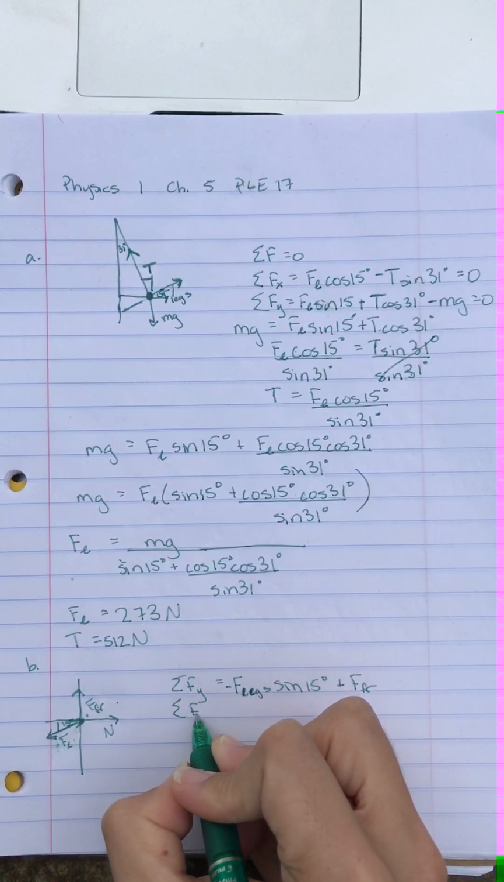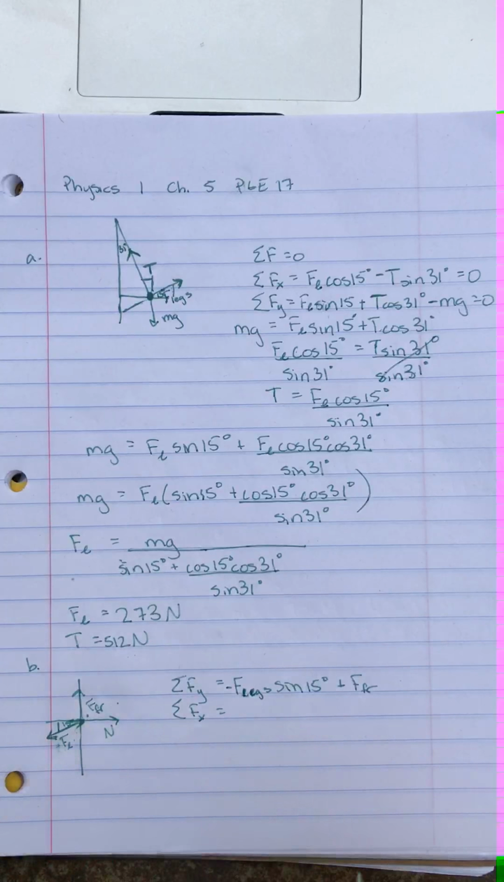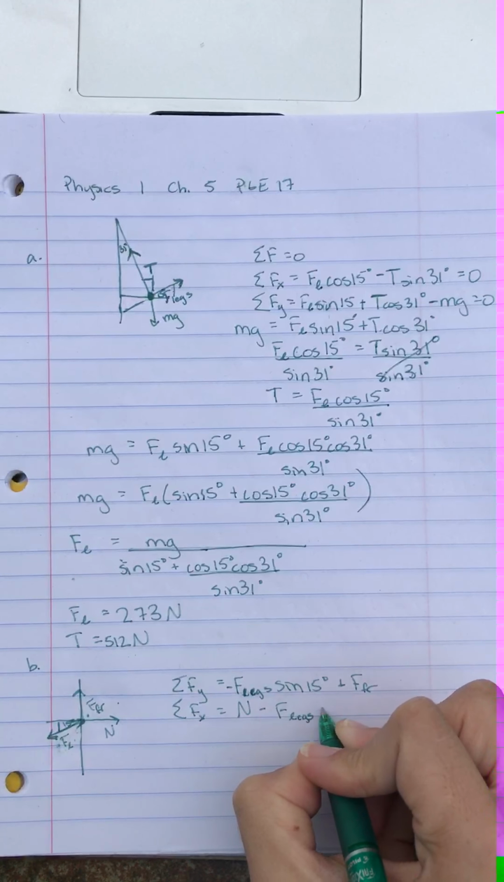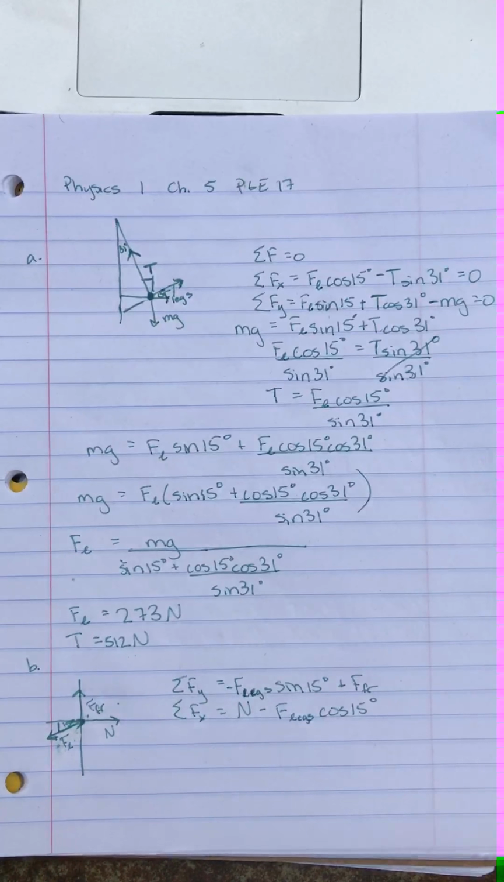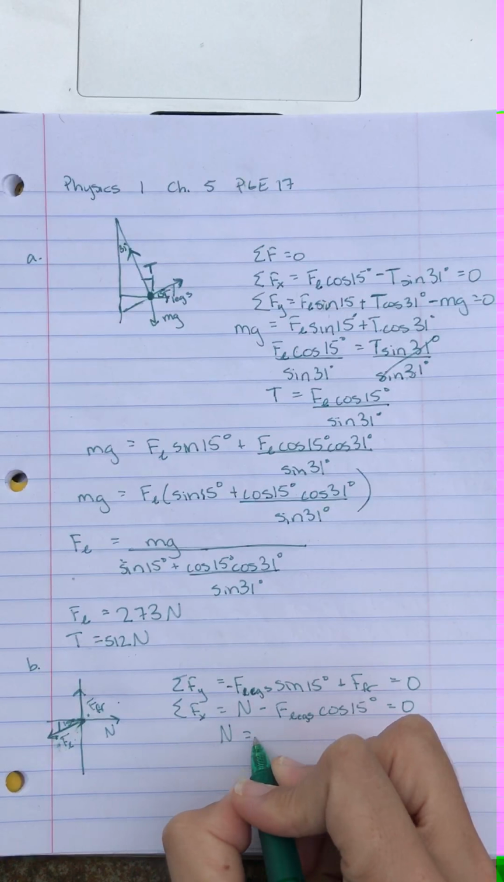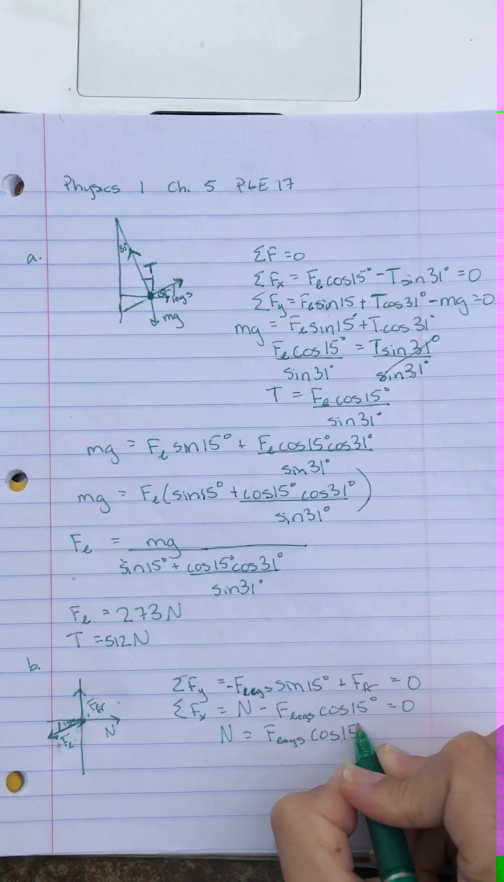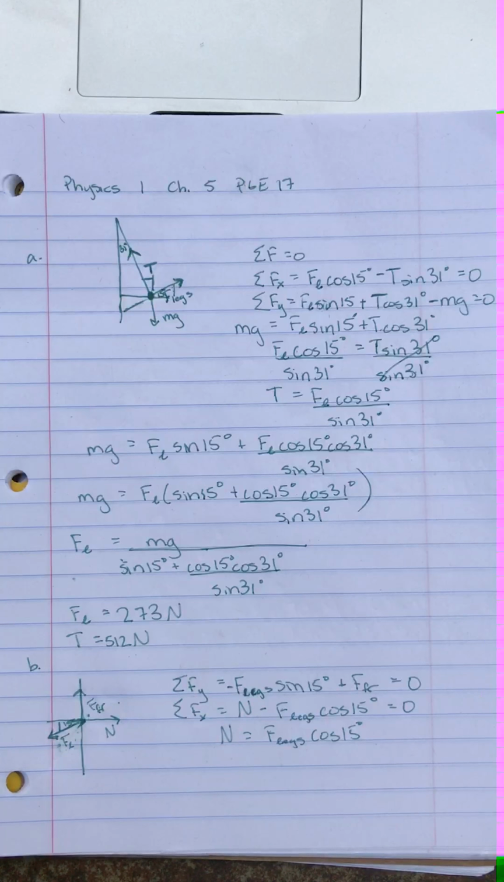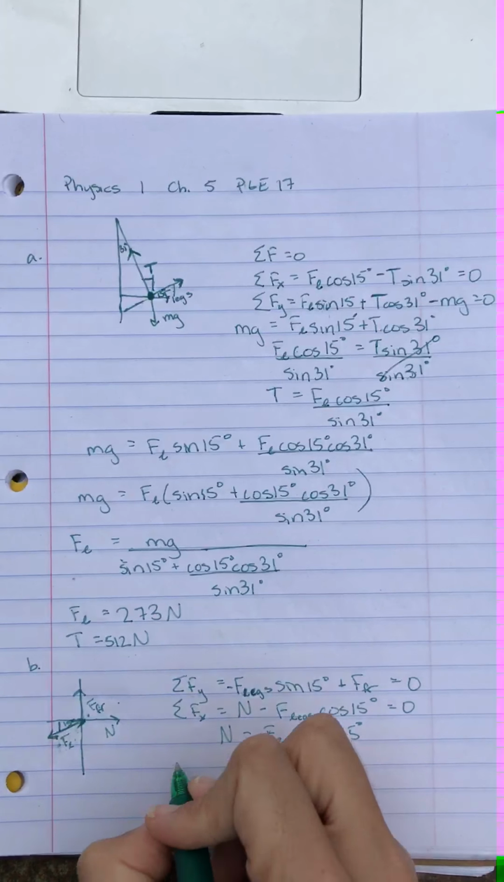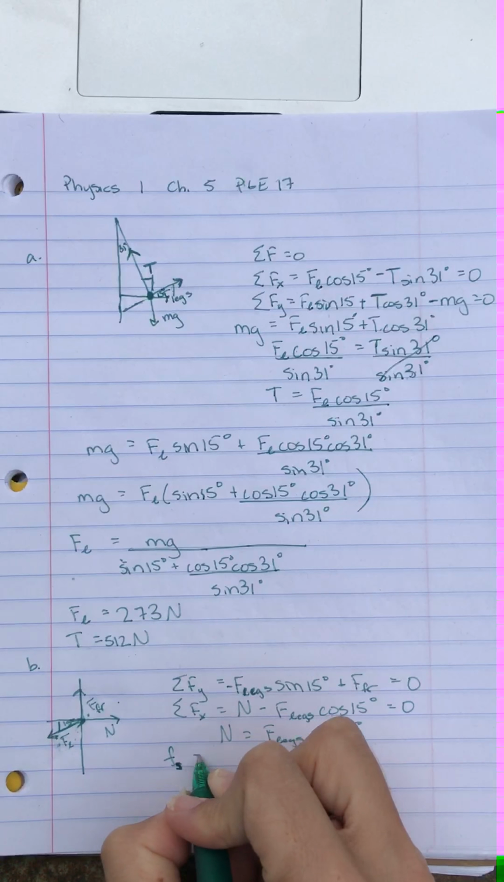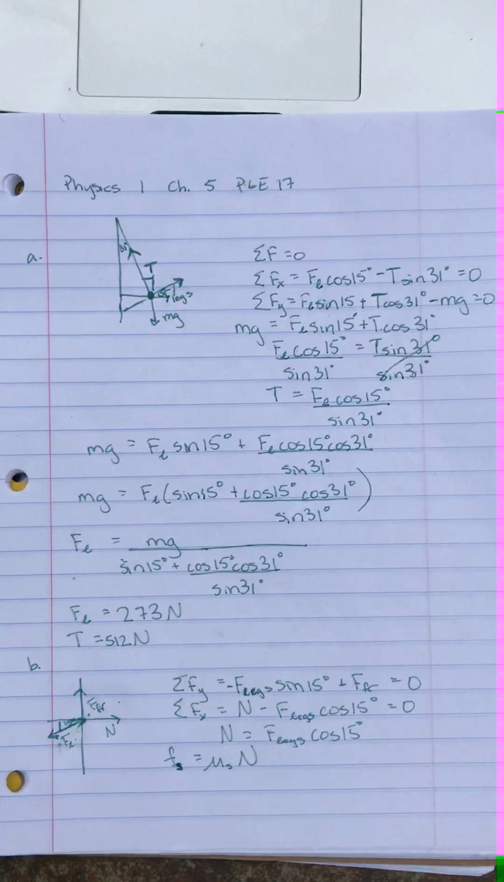Okay, and then in the x direction, we have, once again, opposite direction. So we have the normal force minus the force of the legs times cosine of 15 degrees. And we know this equals 0. So now we can find the normal force, which is going to be F of the legs times cosine of 15 degrees. And so then we can find the friction, because we know that friction, we're trying to find static friction here, is mu s times n.